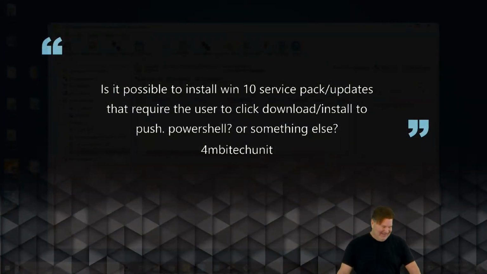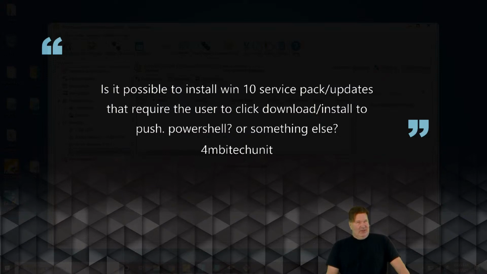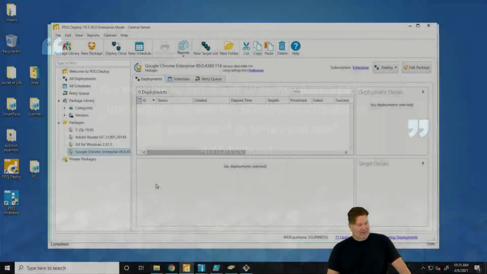Hey guys, is it possible to install Windows 10 service pack updates that require the user to click download/install, to push with PowerShell or something else? If you're doing Windows 10 service packs, we're talking like cumulative updates. So we're not talking about a silent install, or does he want to give them an option to say not right now?